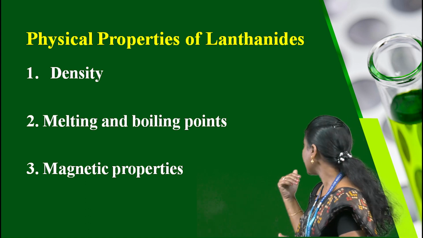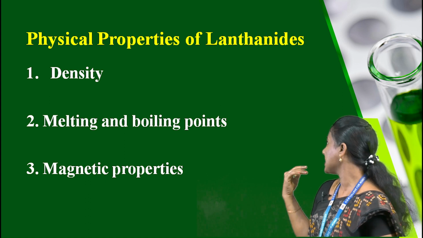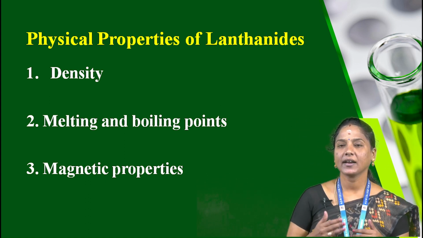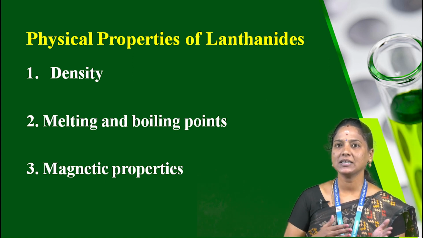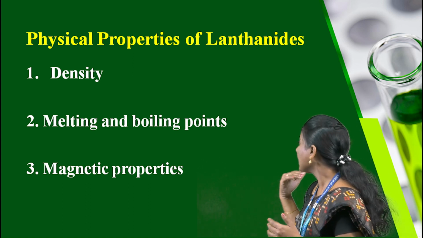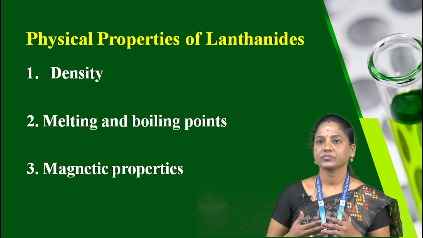Third one is magnetic properties. It is a very important property of the lanthanide series. The materials are classified by their interaction with the magnetic field as given below. First one is diamagnetic. Diamagnetic is repelled, and paramagnetic is attracted.